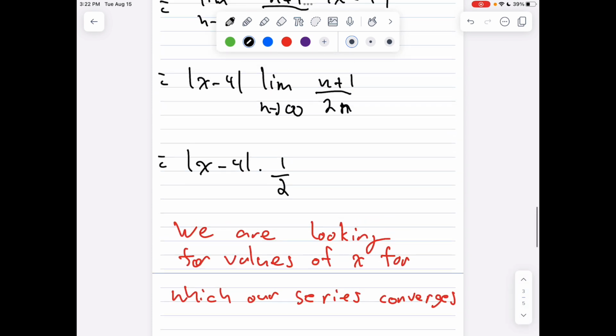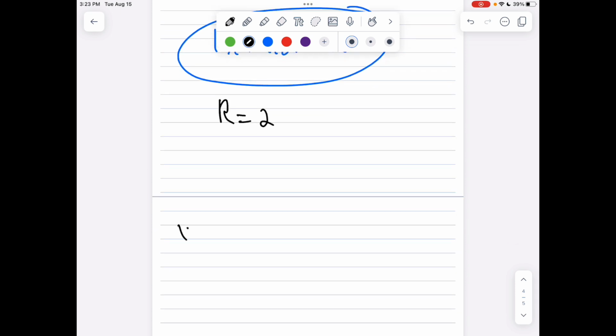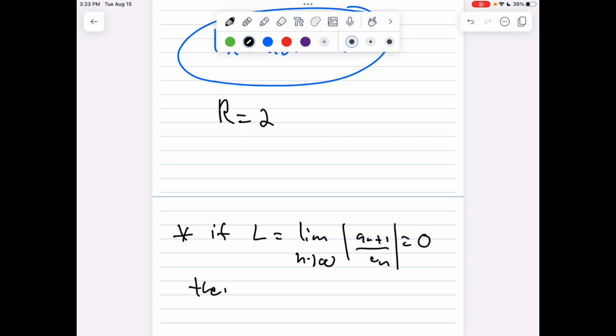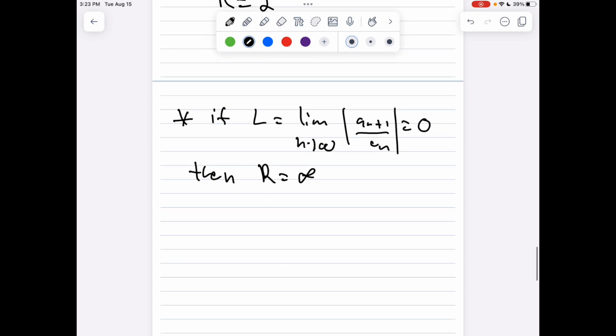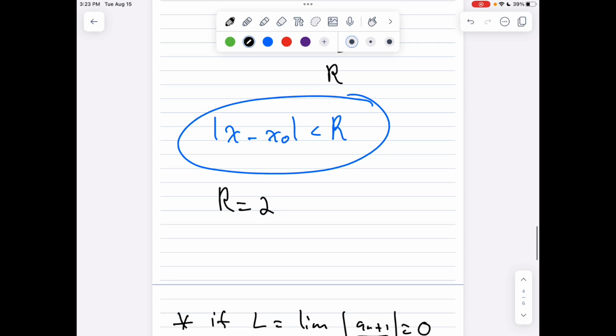There are instances, let me speak of when this limit up here will equal 0 and infinity. If the limit of the absolute value of a_{n+1} over a_n equals 0, then the radius of convergence is infinity. And if the limit is infinity, then the radius of convergence is 0. Okay, so you also have that at your disposal. So in our case, our radius is 2.